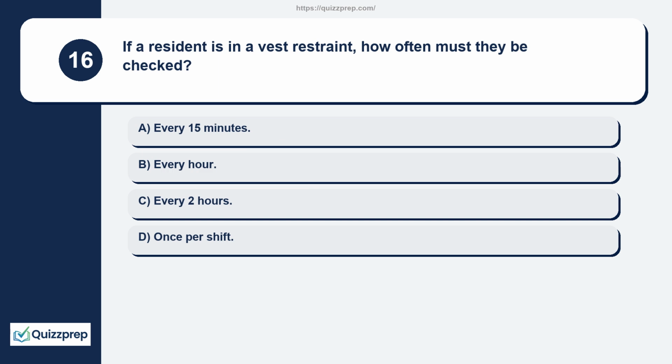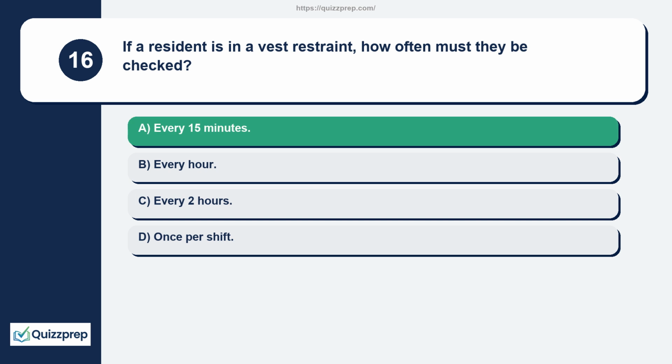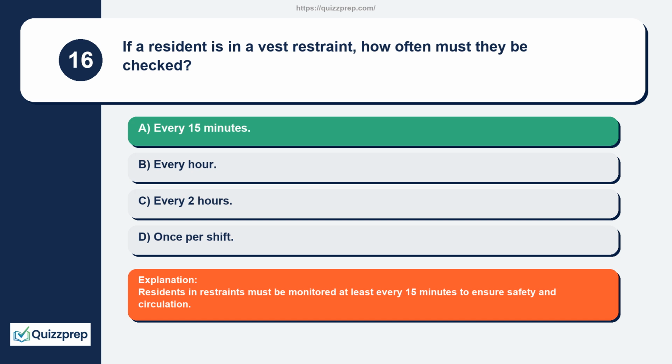Question 16. If a resident is in a vest restraint, how often must they be checked? Every 15 minutes. Every hour. Every 2 hours. Once per shift. Residents in restraints must be monitored at least every 15 minutes to ensure safety and circulation.